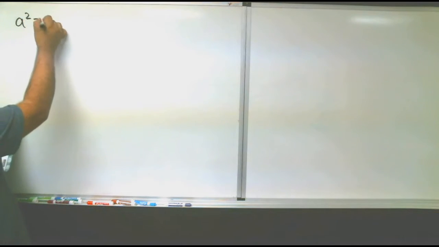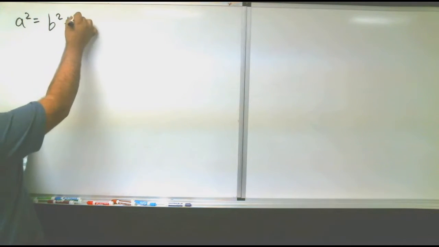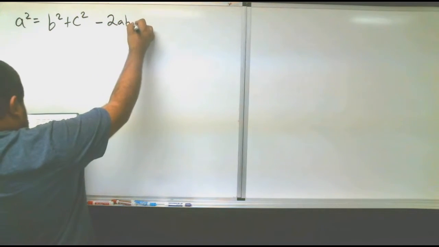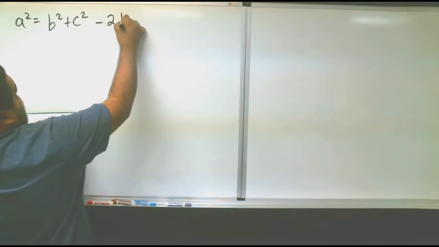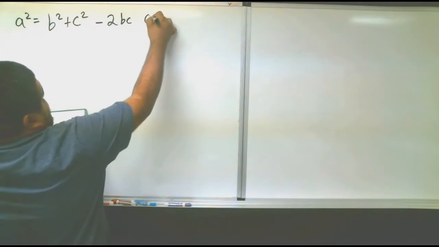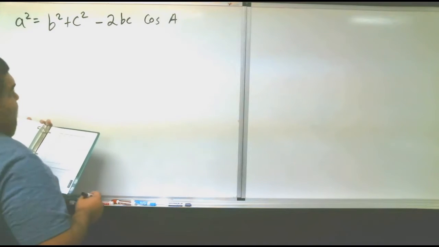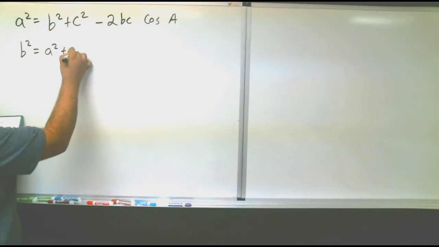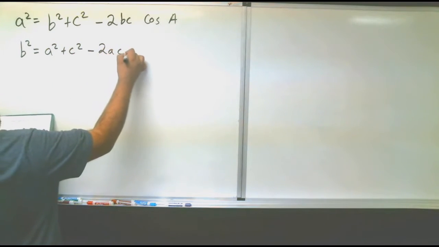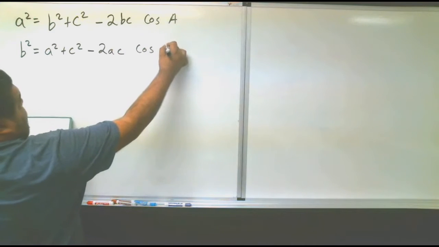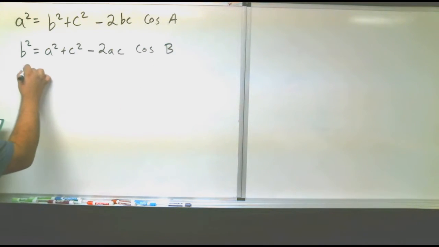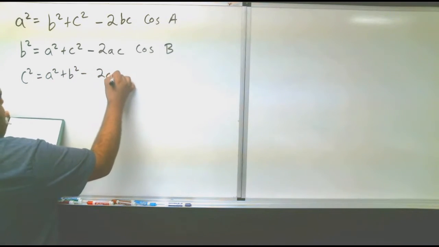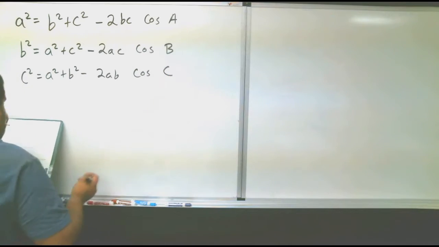a squared equals b squared plus c squared minus 2bc cosine of A. Okay, that's 1. Then we have b squared equals a squared plus c squared minus 2ac cosine of B, or c squared equals a squared plus b squared minus 2ab cosine of C.